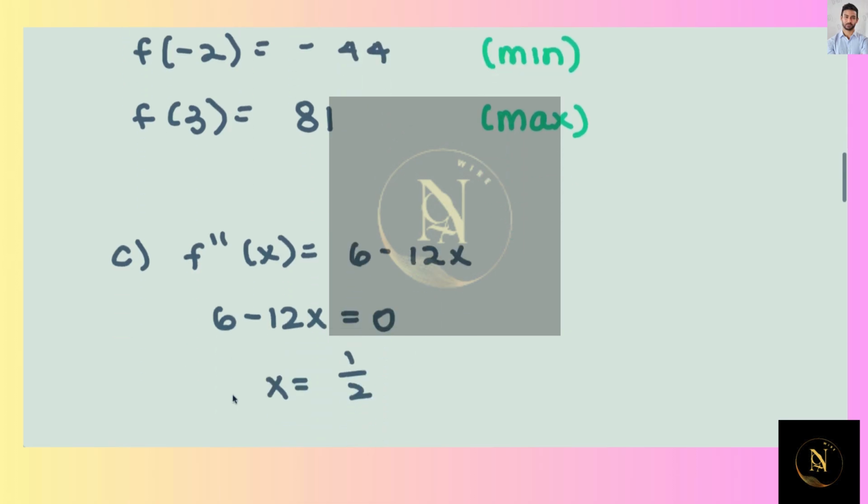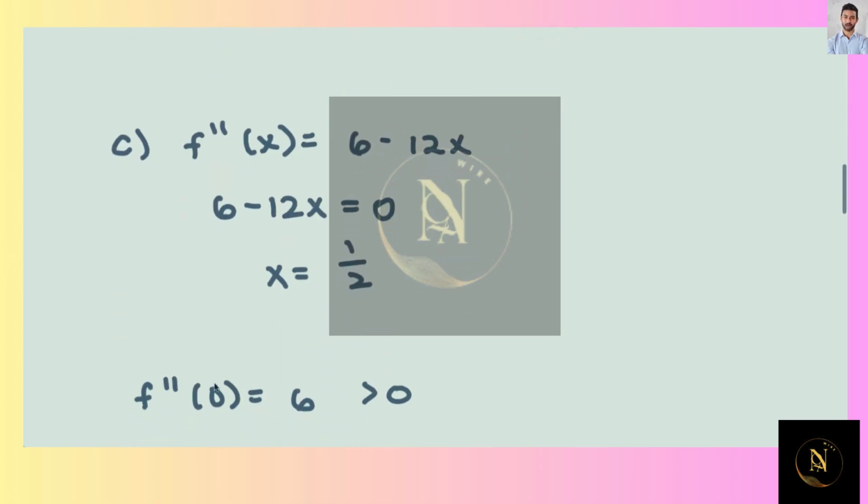For part C, we're told, let's determine concavity. Well, when you hear the word concavity, your mind should immediately go to second derivative. We need the second derivative test to determine concavity. So let's solve for f double prime. f double prime of x is 6 minus 12x. Again, we'll set that equal to 0 to find the critical numbers. In this case, we only get 1, x equals 1/2.